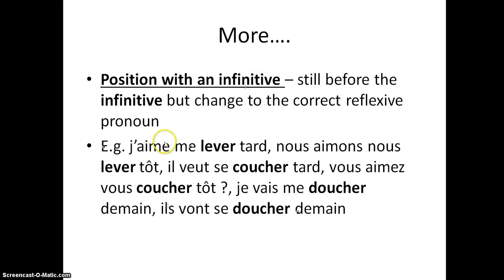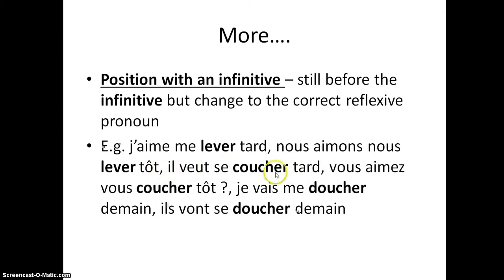So here's some examples. J'aime me lever tard. I like getting up late. So lever is our infinitive, the se has changed to me to go with the person who's doing the action, je, here in the I form. I like getting myself up late. Nous aimons nous lever tôt. I've done the same thing, but in the new form. We like getting up early.